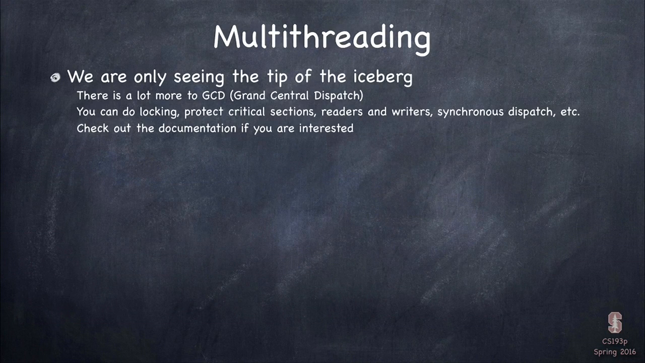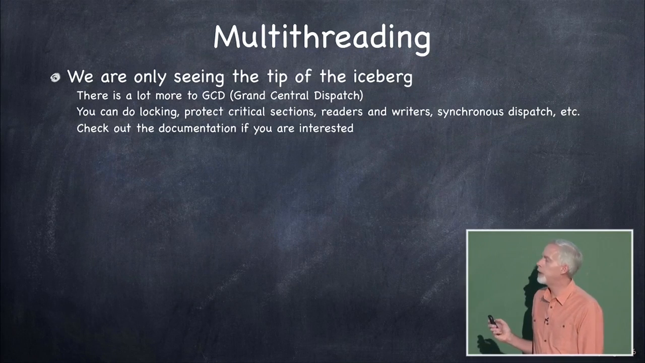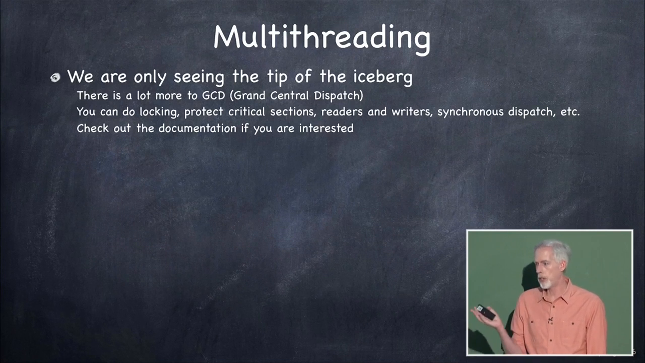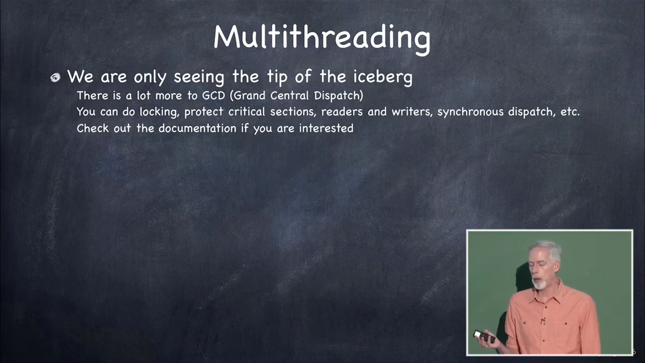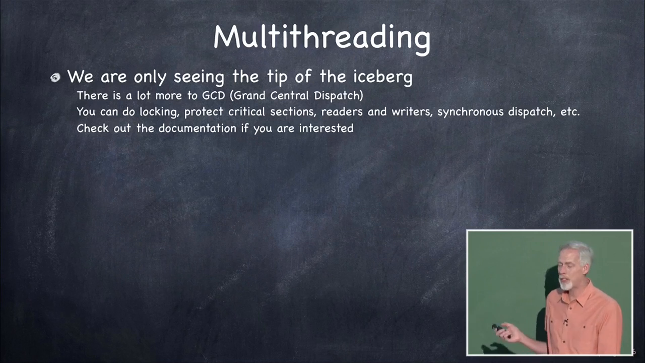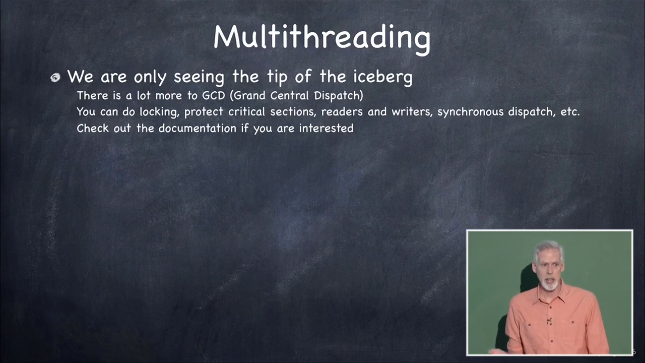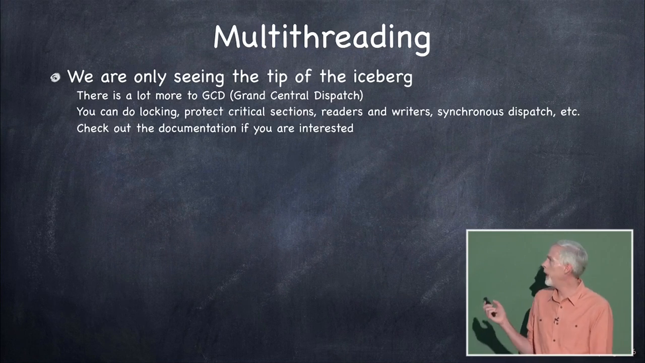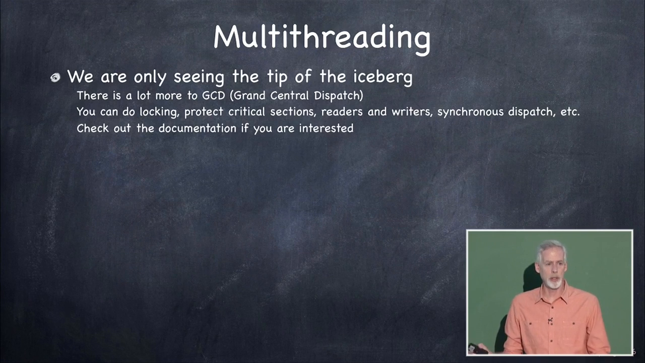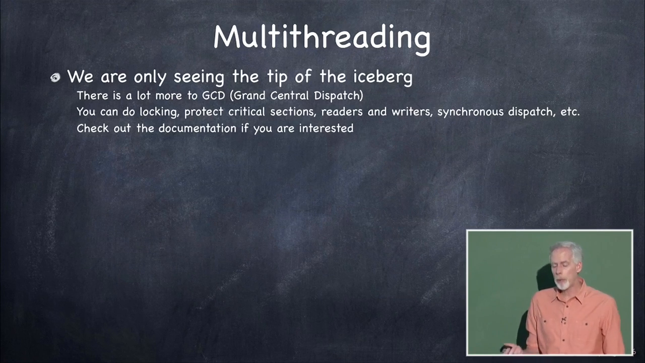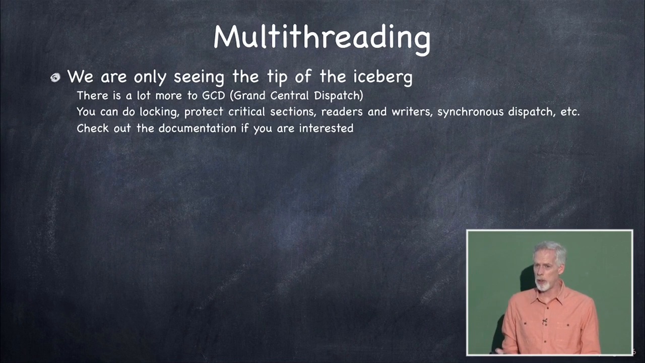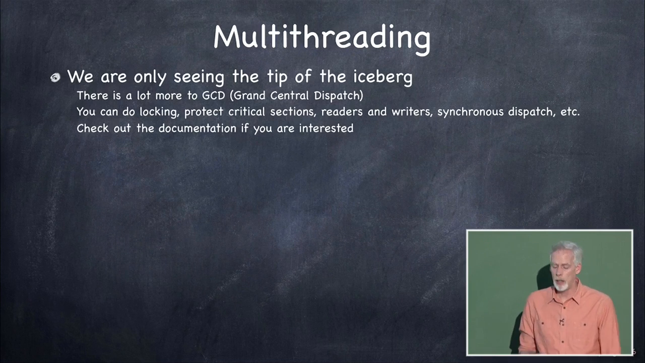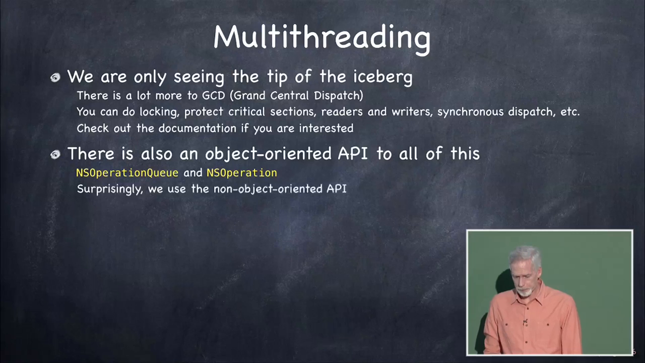Okay? Now, we're only seeing the absolute tip of the iceberg on multithreading here. Okay? There's a lot more to GCD, Grand Central Dispatch. You can look in the documentation for all the functions that start with dispatch underbar, and you'll get an idea. There's at least a couple dozen in there. I don't have time to cover it in this class. You won't need anything more than I just showed you for the work that you're going to be doing in your assignments. In your final project, you probably also won't need any more than that, but at least you know where to look if you might need more.